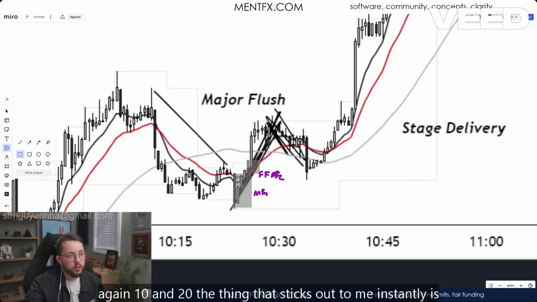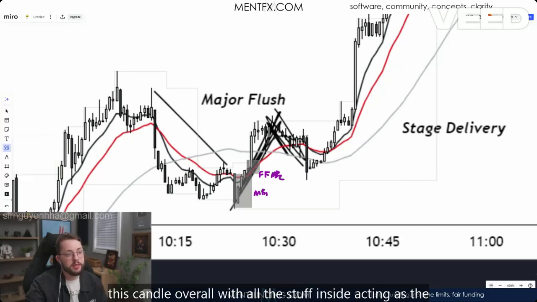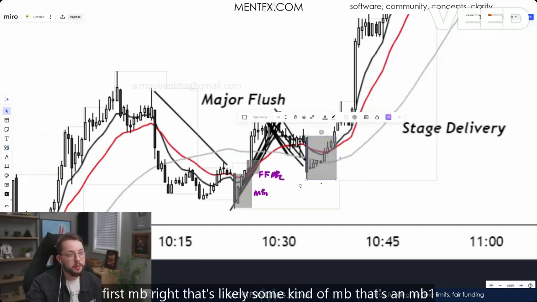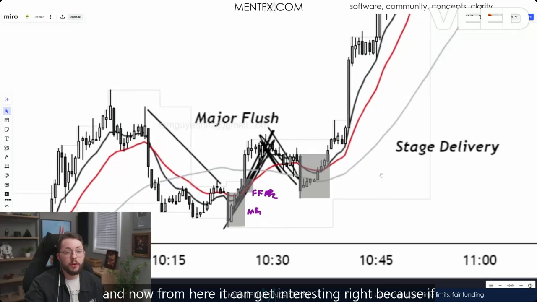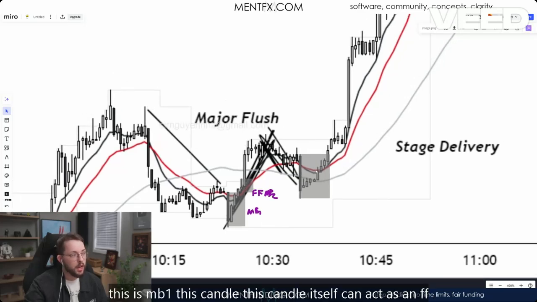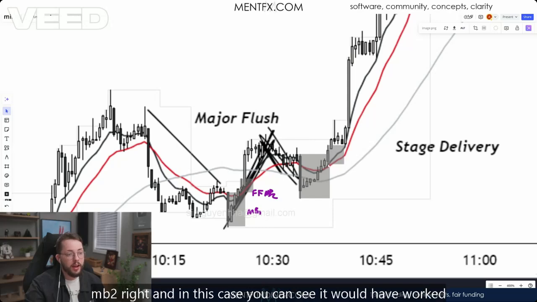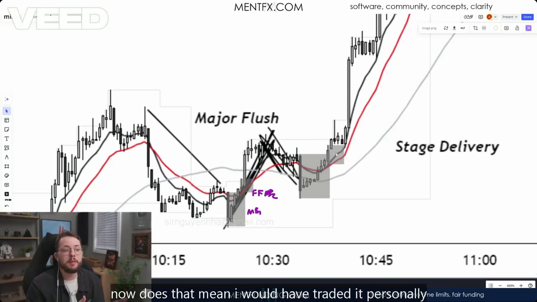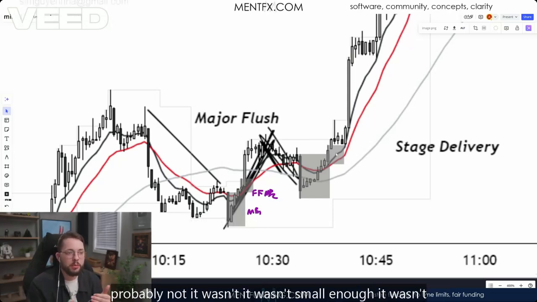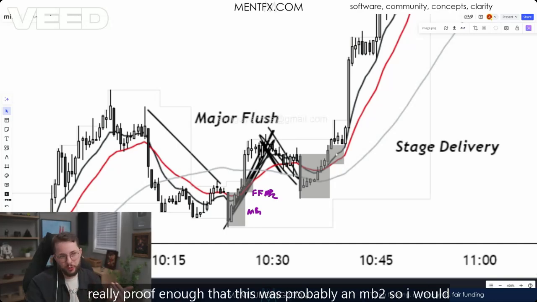So again, 10 and 20, the thing that sticks out to me instantly is this candle overall, with all the stuff inside, acting as the first MB. That's likely some kind of MB. That's an MB1. And now from here, it can get interesting, because if this is MB1, this candle itself can act as an FFMB2. And in this case, you can see it would have worked. Now, does that mean I would have traded it personally? Probably not. It wasn't small enough. It wasn't really proof enough that this was probably an MB2.